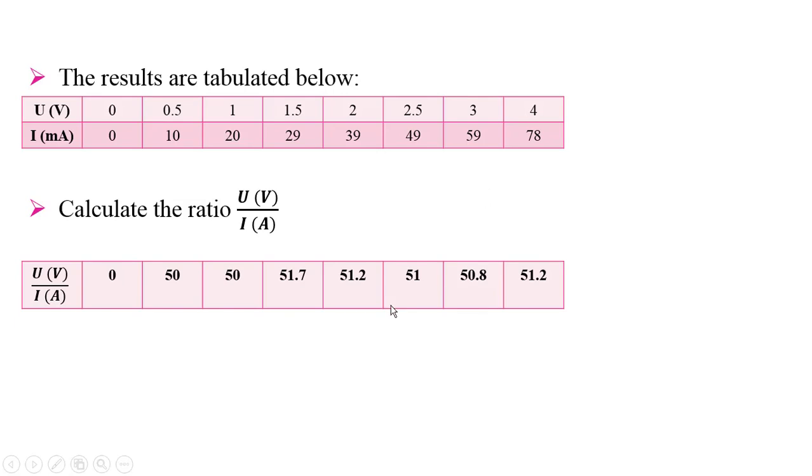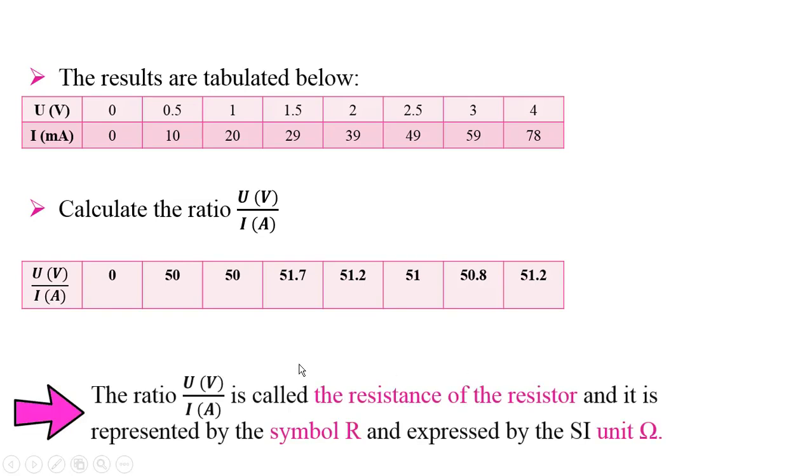Now let's calculate the ratio U over I. When calculating this ratio, we can observe that the value is constant. This ratio is called the resistance of the resistor, and it is represented by the symbol R and expressed by the SI unit ohm.